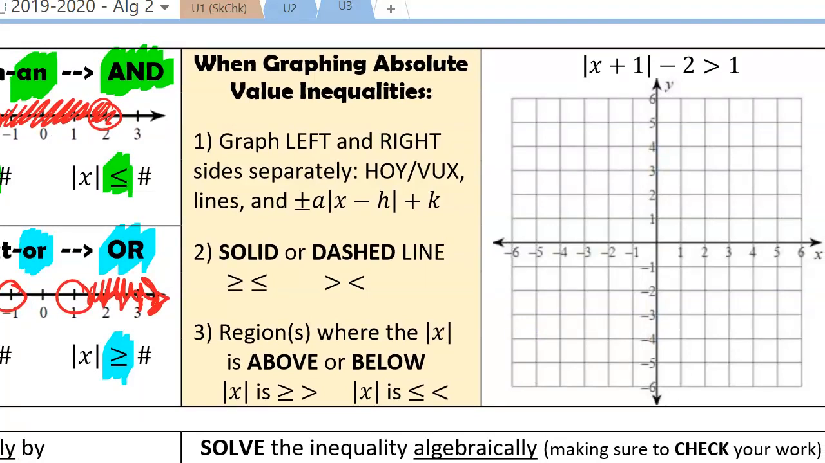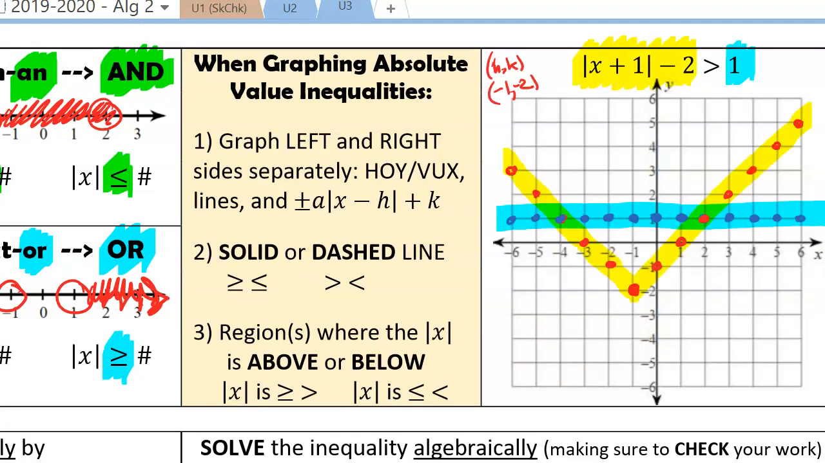Now, with graphing absolute value inequalities, we're still going to approach it like we did yesterday, graphing the left and the right side separately. Here our left side is an absolute value function, and the right side is a horizontal line at y is equal to 1. However, we're not always going to use solid dots. We still need to pay attention to whether it's solid versus a dotted line. In this case, we have a greater than symbol, so that means that we'll have a dotted line on both.